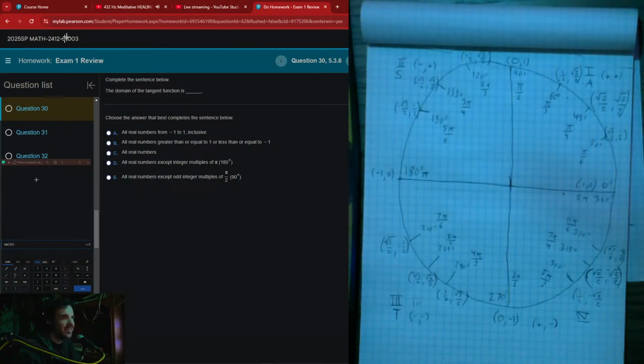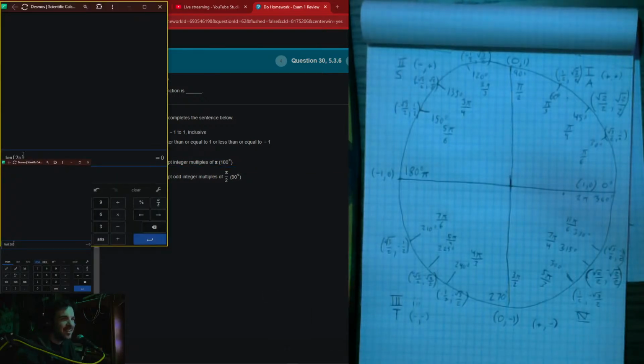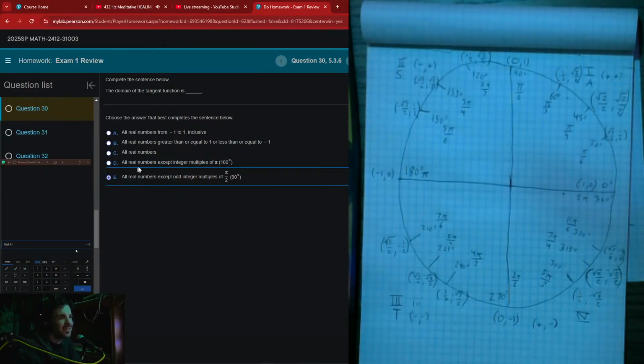So it looks like all real numbers except odd integer multiples of my pal here, pi over 2. This is not correct because this is just pi, right? Wait. Is that one for cotangent? No, yeah, we're good. Okay, pretty sure this is right.